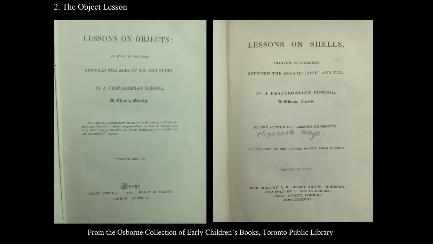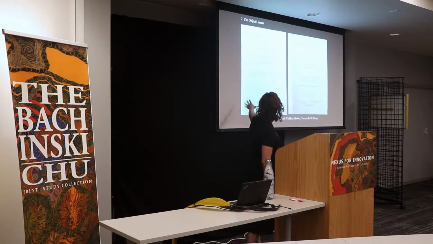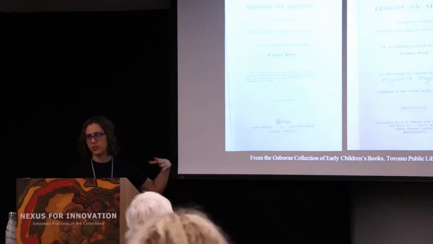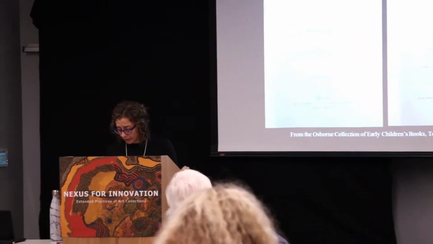Lessons on Objects was first published in 1830. Lessons on Shells, first published in 1832. But they both went through numerous editions. Lessons on Objects was particularly popular, and I think the latest edition I found was from 1876. And it was something like the 26th edition. And these are quite commonly found in library collections today.